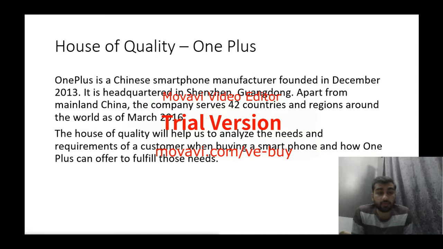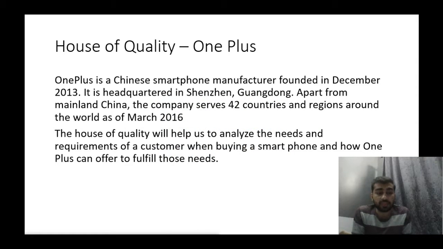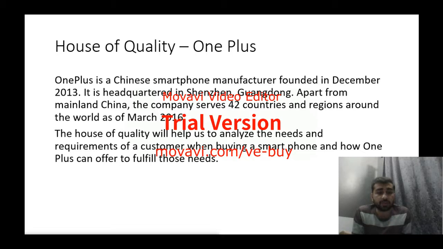So first of all, we'll be looking at what and how OnePlus is. OnePlus is a Chinese smartphone manufacturer founded in December 2013. It's headquartered in Shenzhen, Guangdong. Apart from mainland China, the company serves 42 countries and regions around the world as of March 2016. The House of Quality will help us to analyze the needs and requirements of a customer when buying a smartphone and how OnePlus can offer to fulfill those needs.